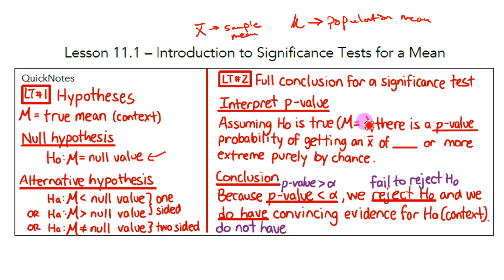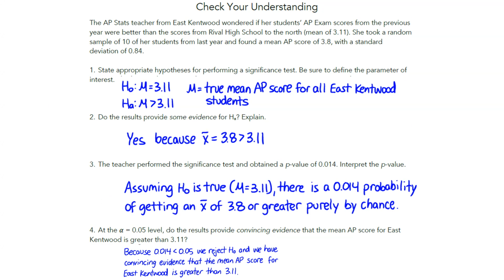Assuming the null is true, mu equals whatever, there is a p-value probability of getting an x bar of blank or more extreme purely by chance. Because the p-value is less than alpha, we reject the null and we do have convincing evidence for the alternate. Or because the p-value is greater than alpha, we fail to reject the null and we do not have convincing evidence for the alternate. Okay, so let's skip on and learn how to do it in the calculator and do it in the 4 C's. So we're skipping over this real quick.